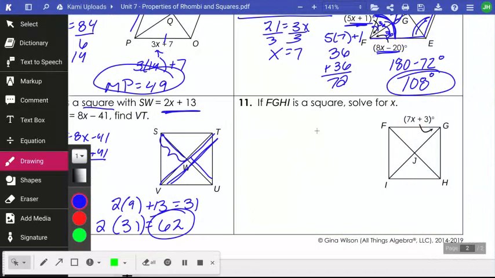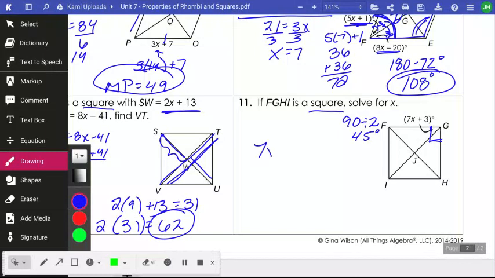Number 11, it is still a square, and we're solving for x. And they only gave me this one angle, which looks like that might be hard, except I know that this is a right angle, and that angle has been bisected. And bisected means cut into equal parts. So if I divide 90 by 2, that angle has to be 45 degrees.